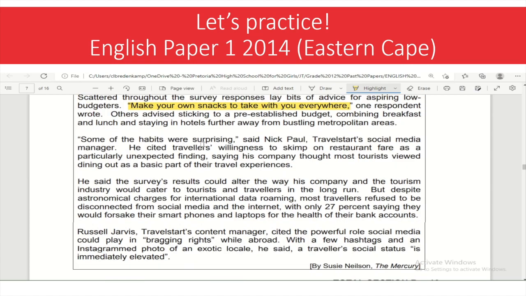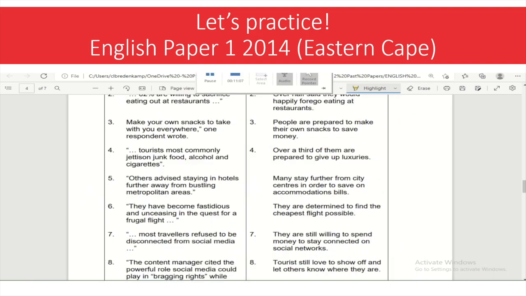Some of the habits were surprising, said Nick Paul, Travelstart's social media manager. He cited travelers' willingness to skimp on restaurant fare as a particularly unexpected finding, saying his company thought most tourists viewed dining out as a basic part of their travel experiences. Do we have a main finding over here? Let's have a look at what the memo says.